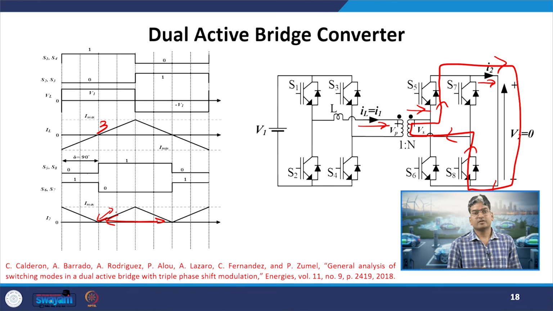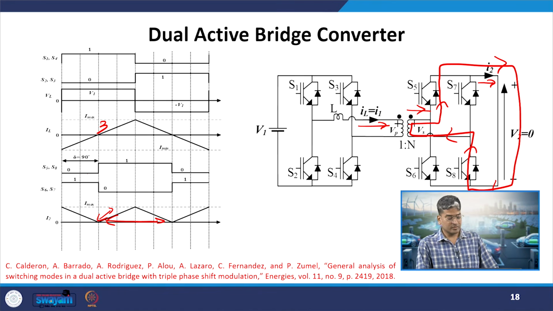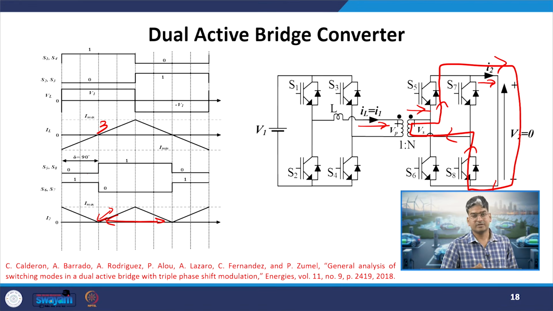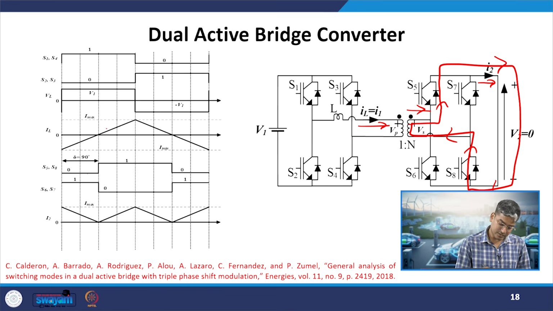Okay, so that's what we have drawn from our conclusions, that is when S5 and S8 are on, the I2 will have the same shape as that of IL, or from our dot convention also we have come to the same I2 value, that is when IL was positive, I2 is also positive. Okay. Similarly, we can repeat this for the other divisions.